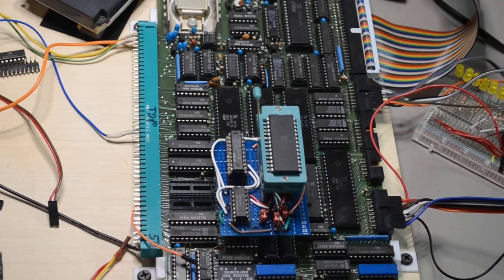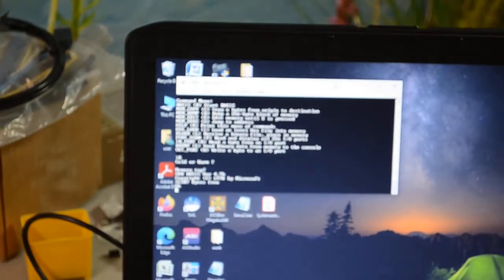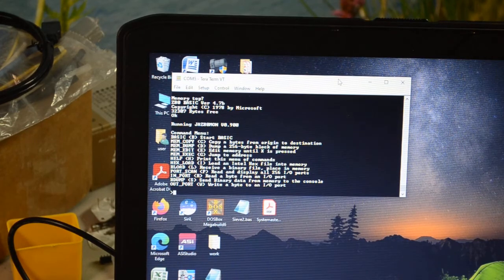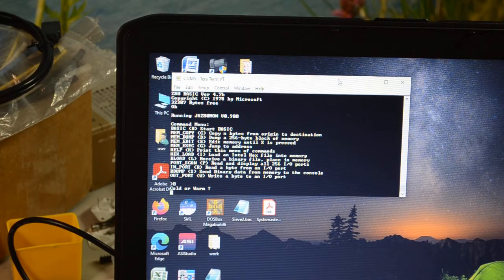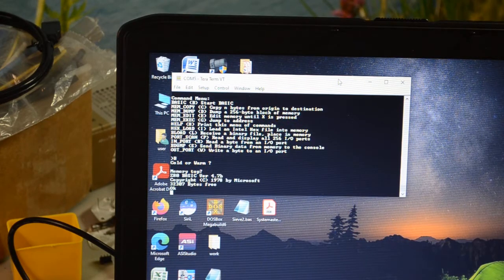Okay, let me give you a look at the screen over here. Get a good focus on it. All right, so if I reset the system, reach over here and push the reset button, the monitor restarts, and one of the options is to start BASIC, cold or warm. We'll go with cold. Memory top, just hit enter, and look at that, we got 32K of RAM to play with.